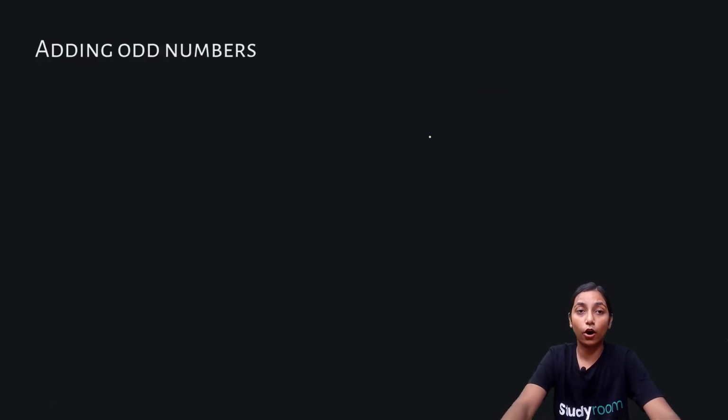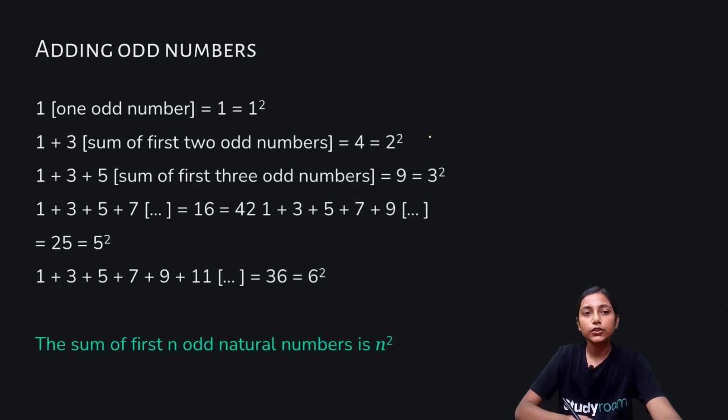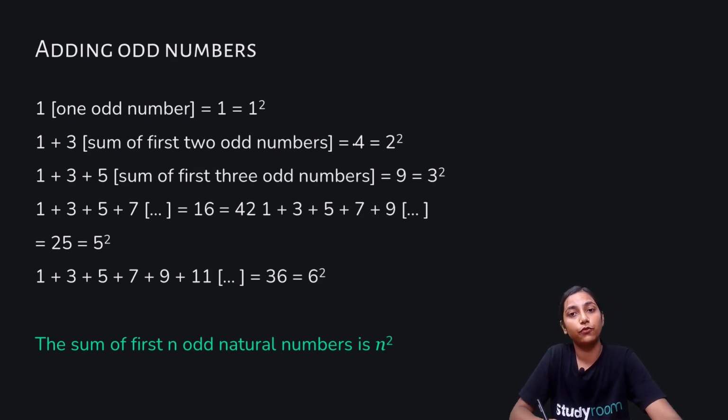Next we have adding odd numbers. So 1 is an odd number. There's only one, that is 1 square is 1. Now if we add the sum of the first two odd numbers, that is 1 plus 3, it gives us 4. 4 is actually the square of 2. Now 1 plus 3 plus 5, again the successive odd numbers, gives us 9. That is the square of 3.